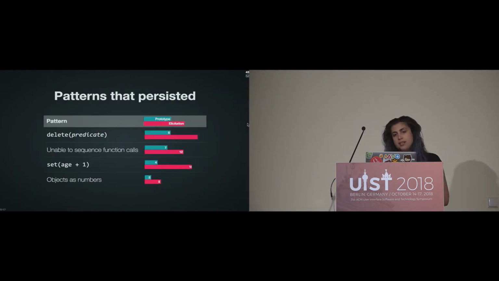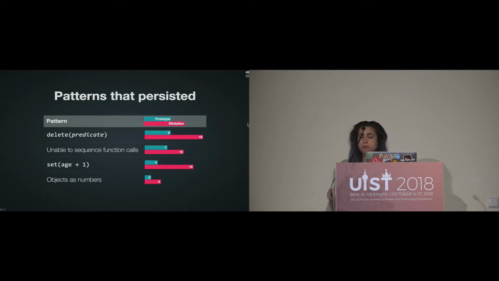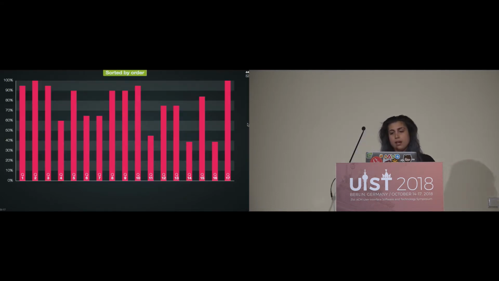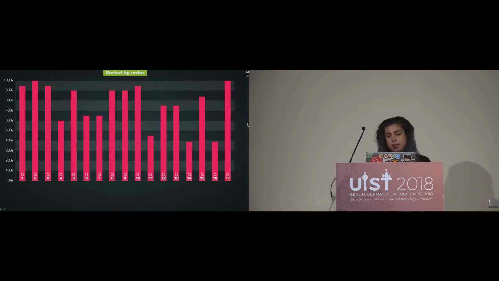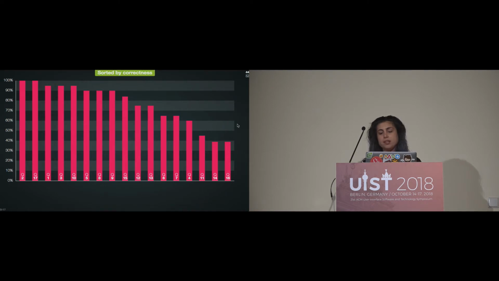So for the prototype syntax, remember they had to answer the same questions in the same order, but this time using our syntax. Some of the very prominent patterns from the previous part also persisted, but at a much lower rate. These are the correctness rates of all questions. Since this is not elicitation anymore, we can actually calculate the correctness rate. And these are the questions in the order asked, but let's order them by correctness.